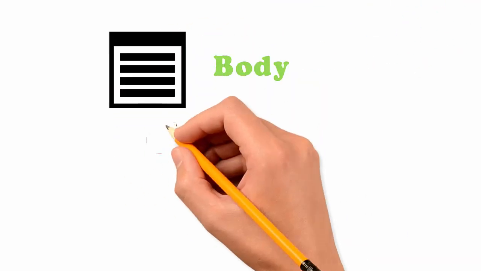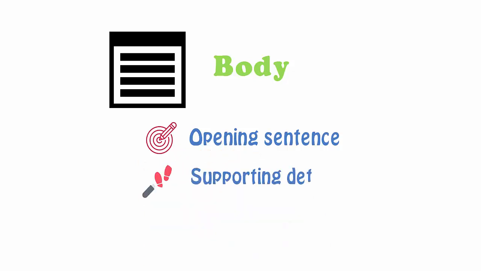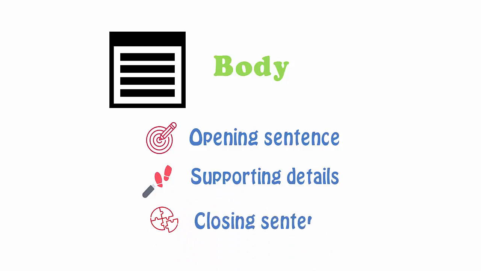It has three parts: the opening sentence, which states the purpose of the email or responds to the ongoing communication; the details, which support the purpose of the email; and the closing sentence, which concludes the email with a polite request for action or an expression of gratitude. Short and well-structured paragraphs will make your email more effective.